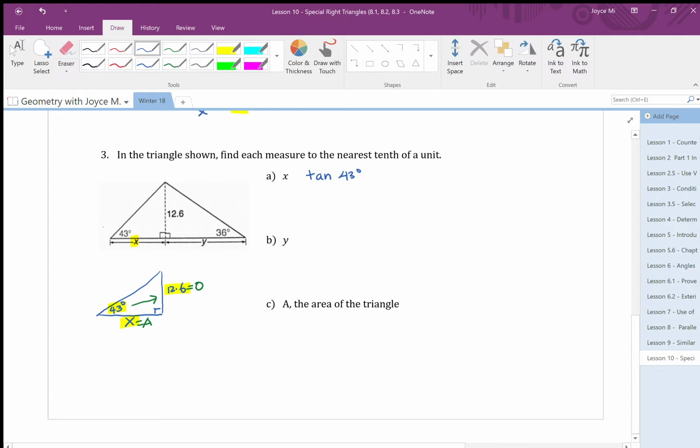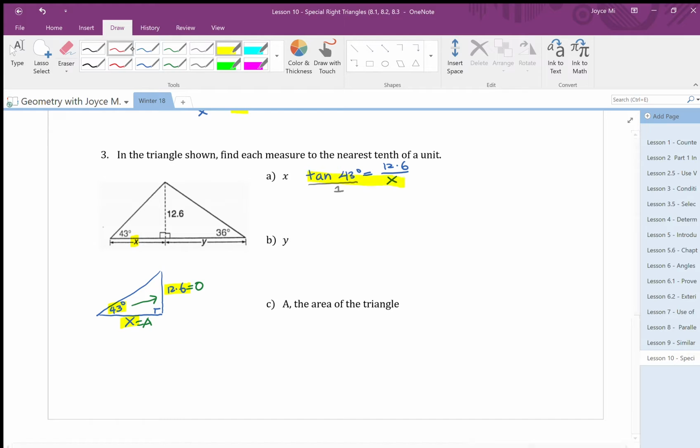Let me write a little better. Okay, opposite is 12.6. My adjacent here is x. Now, your goal is just to solve for x. I still see mistakes here, so I'm going to show you how to do it exactly. One way to do it, you can add a 1 to the bottom to cross multiply, if that's easier for you. I think that's easy for most. You could do it this way as well.